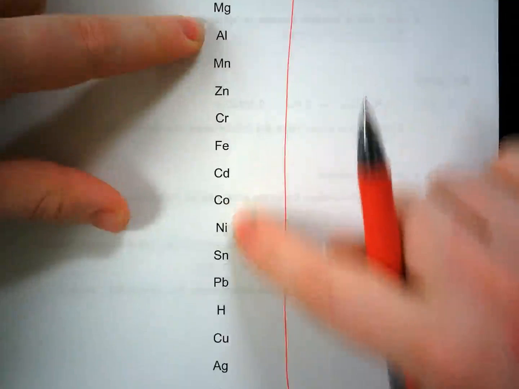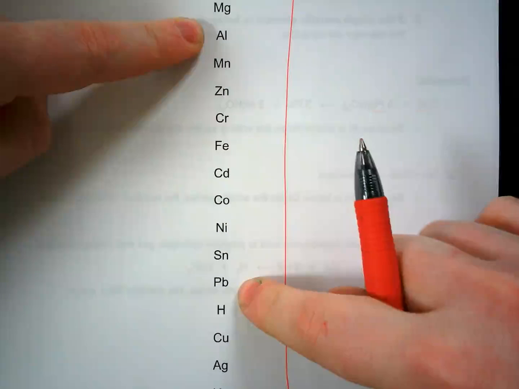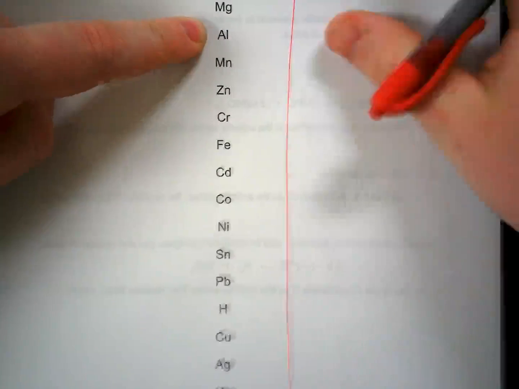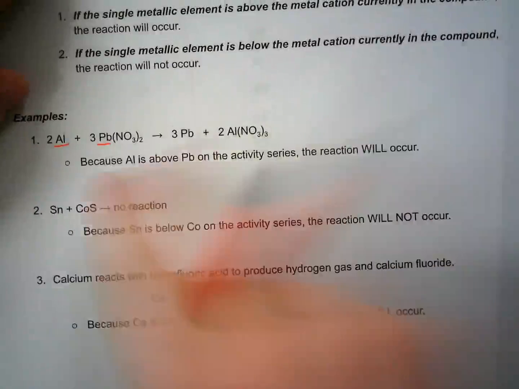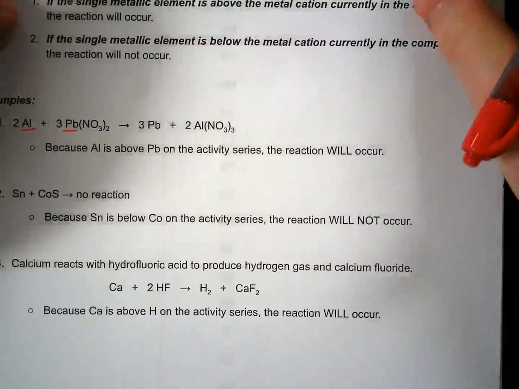And we're going to keep on going down just to double check, and there's lead right there. Because aluminum is more reactive than lead, that aluminum is going to replace the lead in a single cationic replacement reaction.